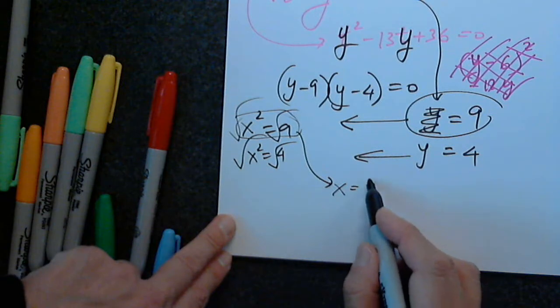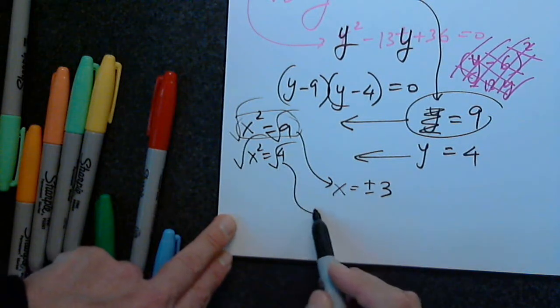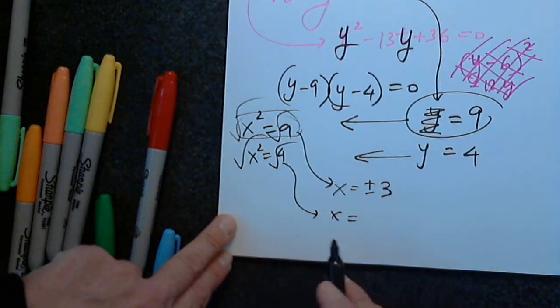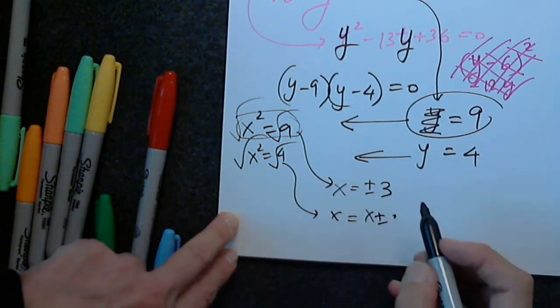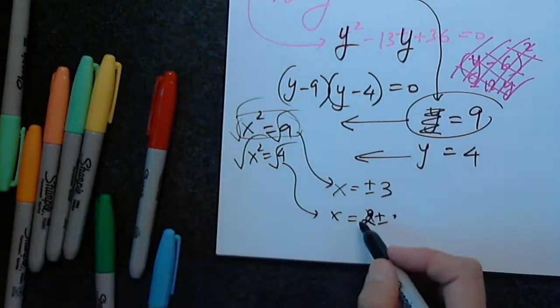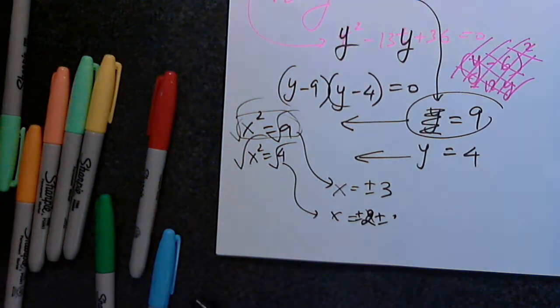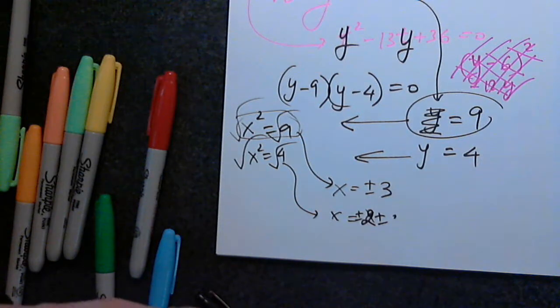Equals plus or minus 3. Very good. Plus or minus 3. And the solution for this one? Plus or minus 2. Very good. Plus or minus 2. Okay, did we get 4 solutions here or not? Perfect.